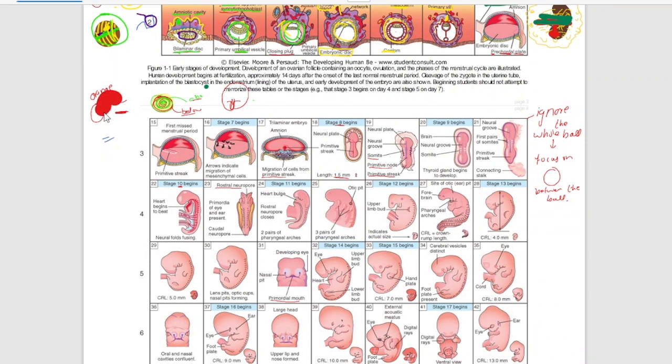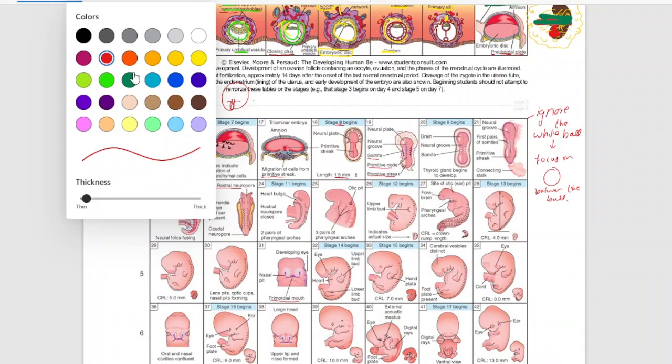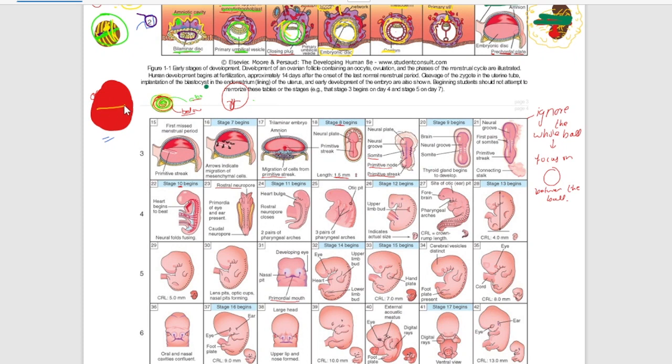For example, this is the ball, and inside the ball there is a disc. That disc is called the bilaminar disc. This bilaminar disc lies between the upper cavity and the lower cavity. So we ignore all this ball, and we just focus on this bilaminar disc.